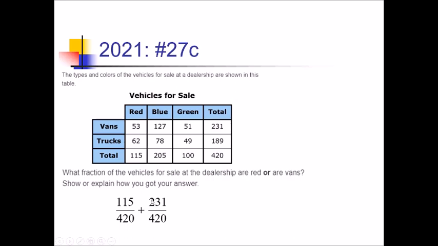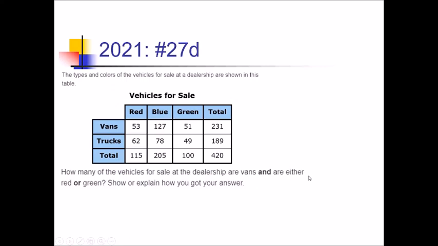Adding these together, we end up with 346 over 420. And I believe they're going to want you to reduce this fraction if possible. You can reduce this to 173 over 210 and cannot be reduced further, so we're going to call that one done.